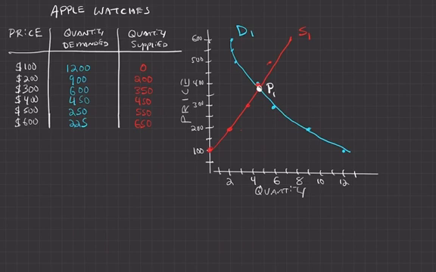We'll eventually in a later video see how demand and supply change and how that changes prices. But there's our equilibrium price, right? The market has agreed at $400 that there would be as many people willing to buy the watches as there are people willing to supply them.